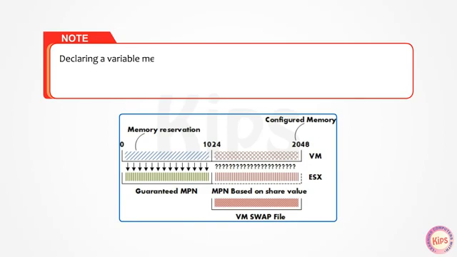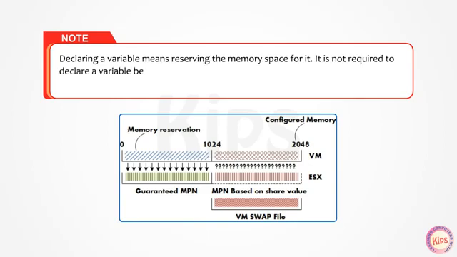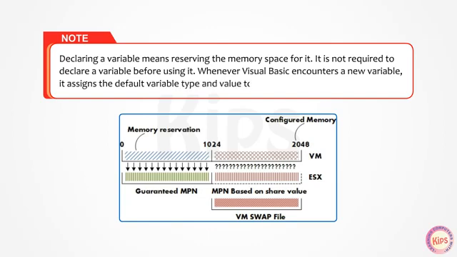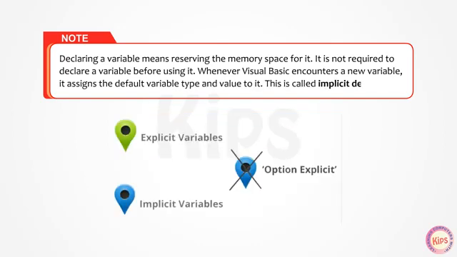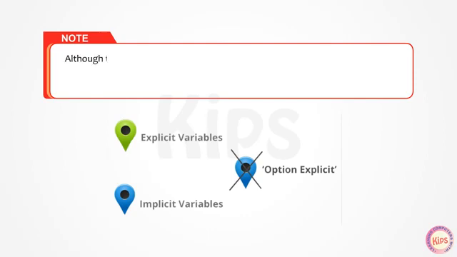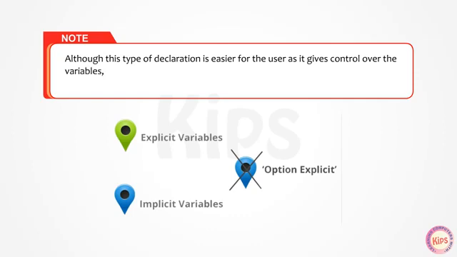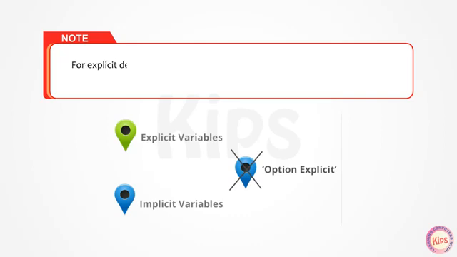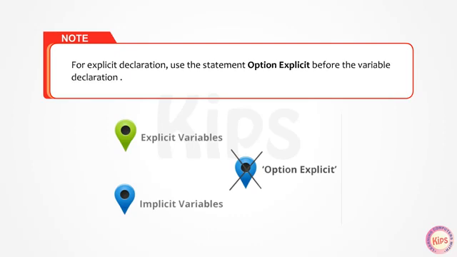Note: declaring a variable means reserving the memory space for it. It is not required to declare a variable before using it. Whenever Visual Basic encounters a new variable, it assigns the default variable type and value to it. This is called implicit declaration. Although this type of declaration is easier for the user, yet it is advisable to declare variables explicitly, which is called explicit declaration. For explicit declaration, use the statement Option Explicit before the variable declaration.